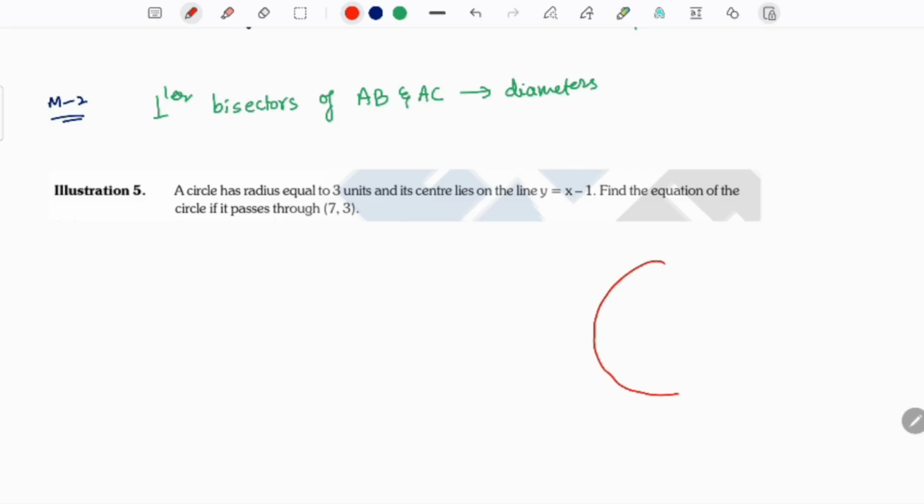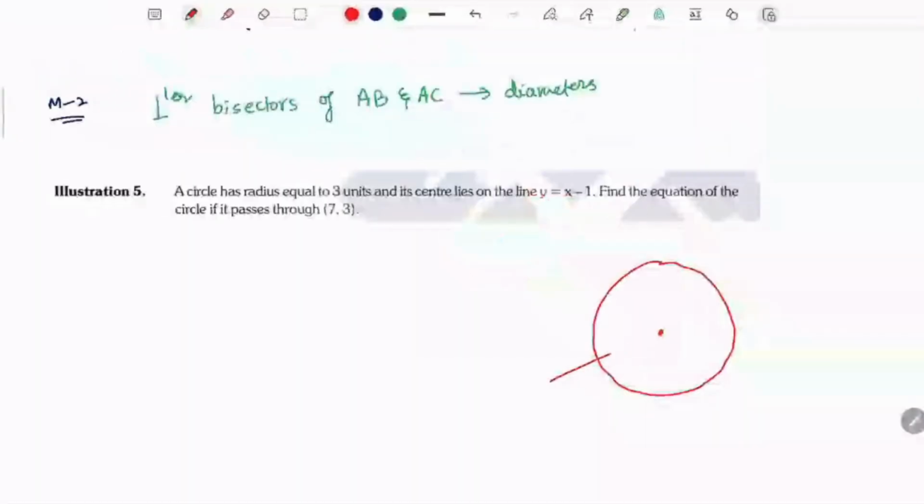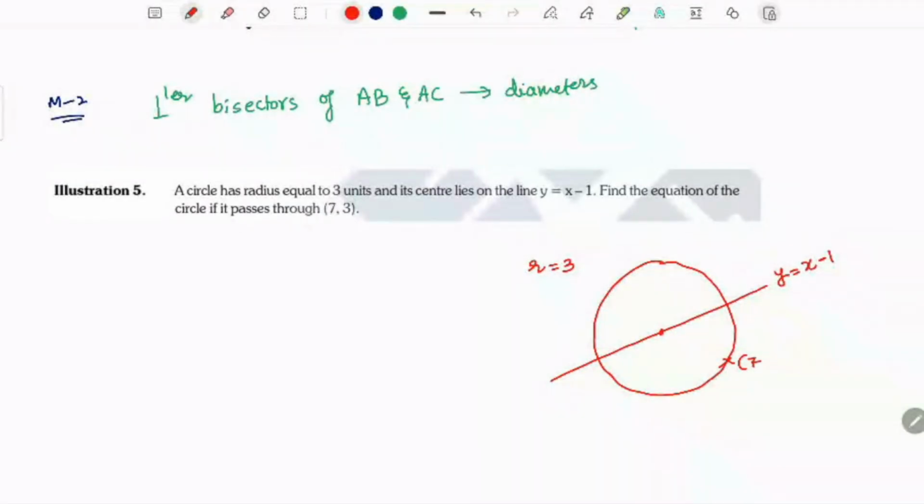Right, what information is given? There is a circle. Its center lies on the line y is equal to x minus 1. And what is the radius of the circle? That is 3 units. And the circle passes through (7, 3).